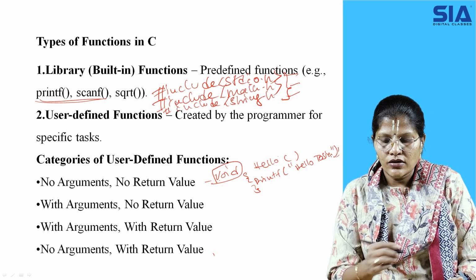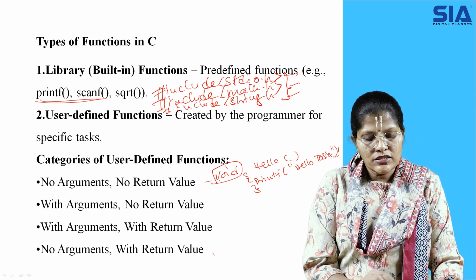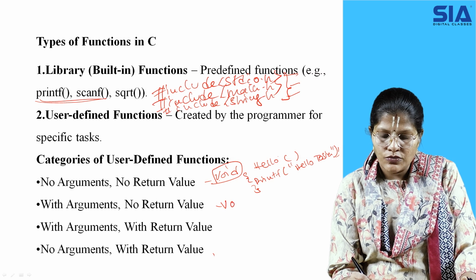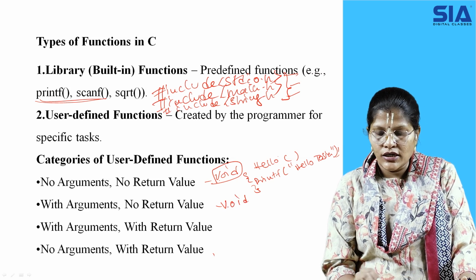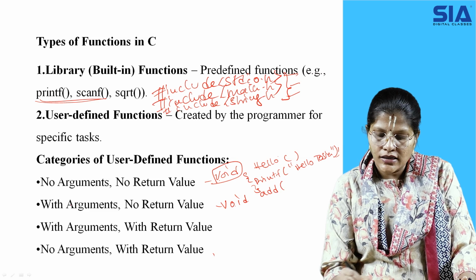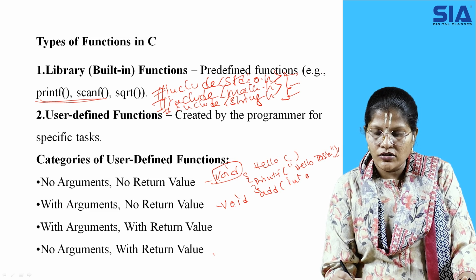Okay. So this is your normal statement. With arguments and no return value is nothing but like this. That is void, no return value. Add, arguments are there. That means you need to have the arguments here, that is int a comma int b.